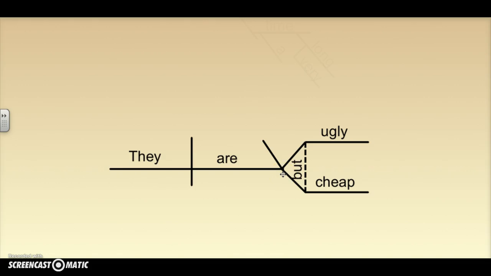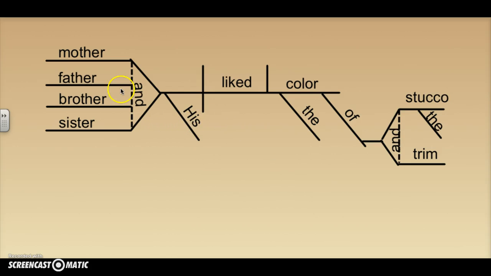And then finally, for the compound subject, mother, father, brother, sister, and links all those together. As I pointed out, his could accurately go under mother, but I think it's more accurate down here because I'm referring to all four of those people as his. They liked color. What kind of color? Color of stucco and trim. Here you have a compound object of a preposition. Again, splitting just like it would for any kind of an object coming off in that direction. There's no joining back over here.